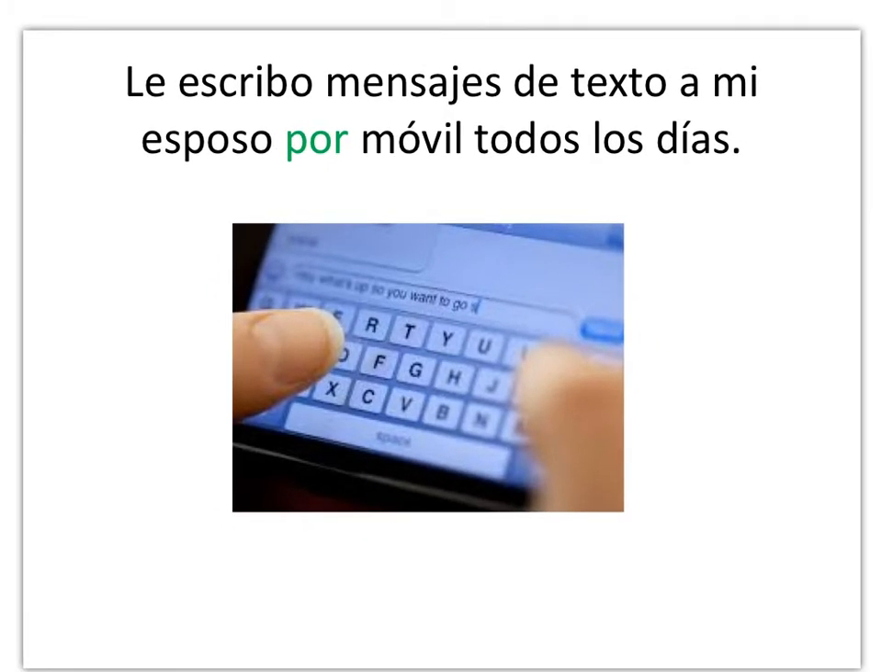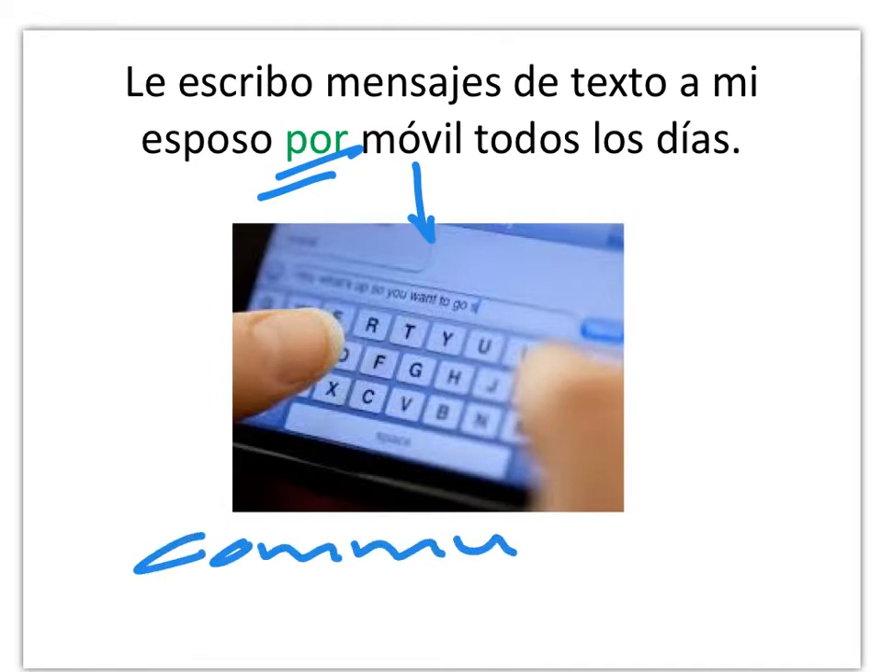Le escribo mensajes de texto a mi esposo por móvil todos los días. And you know what? This example and this use of por, I don't even think it's in the book. So móvil, we know, is referring to a mobile device. And we use por with modes of communication. So if you see like por FaceTime, por Snapchat, por Facebook, por Twitter, por teléfono, which you may have heard before, whenever we see any reference to a means of communication, we use por.